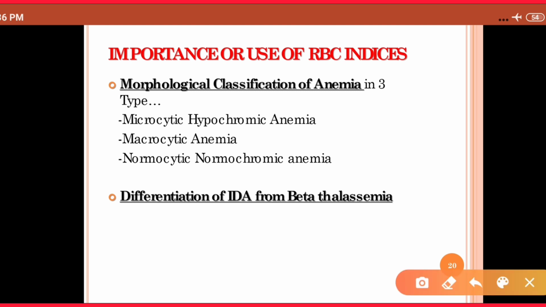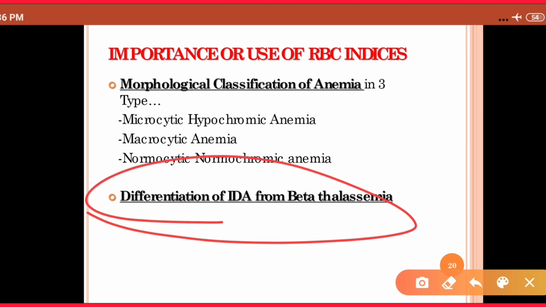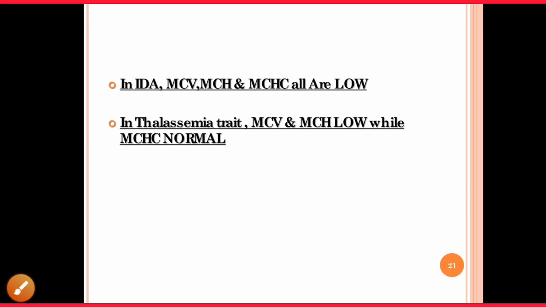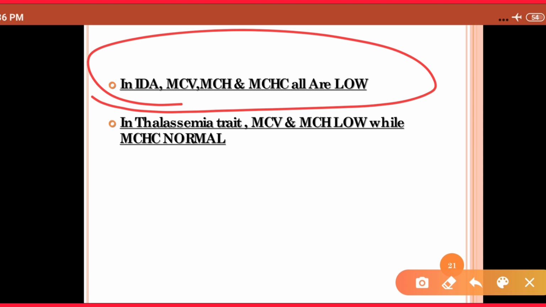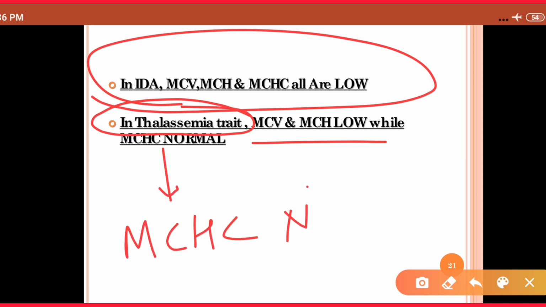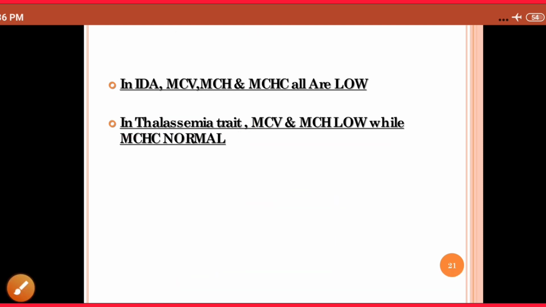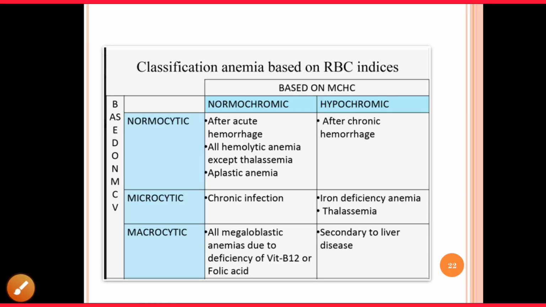The main importance of red blood cell indices is that you can differentiate iron deficiency anemia from beta thalassemia, right? How? We will see it. In iron deficiency anemia, you have low levels of all three red blood cell indices. Your MCV, MCH and MCHC are all low, while in thalassemia trait, beta thalassemia minor, you only have low MCV and low MCH, but your MCHC is normal. So in this way you can differentiate IDA from thalassemia trait.